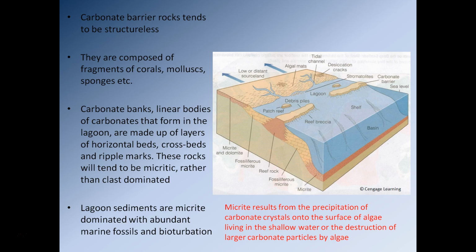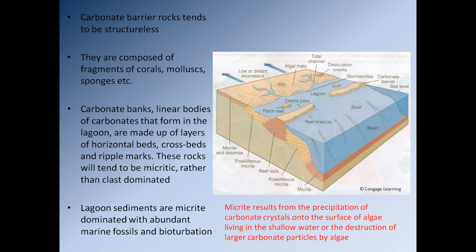Now, the other way you can form micrite is if you get the precipitation of very small calcium carbonate crystals onto the bodies of photosynthesizing algae which live in the lagoon. So the lagoon is a lovely protected environment, and it's typically in a nice warm area of the globe, because you typically require warm, clear water. And so very often these lagoons are absolutely stuffed with photosynthesizing algae.